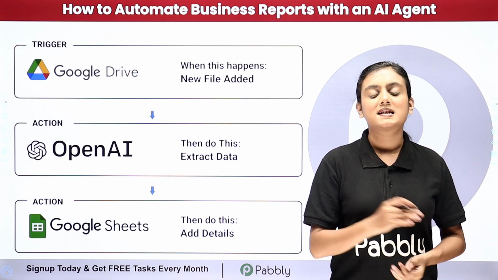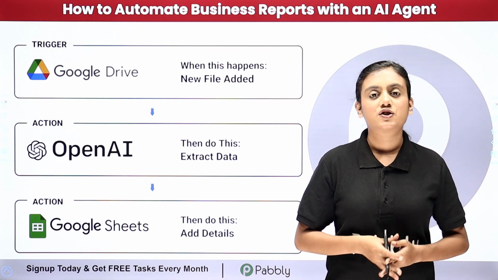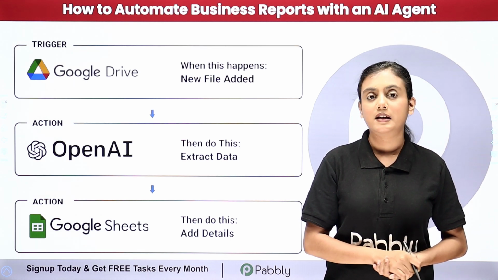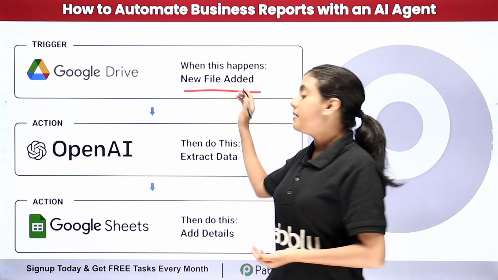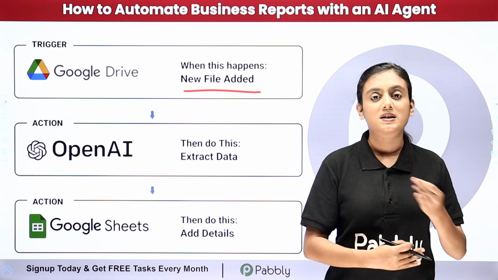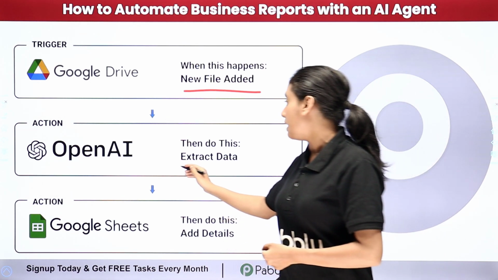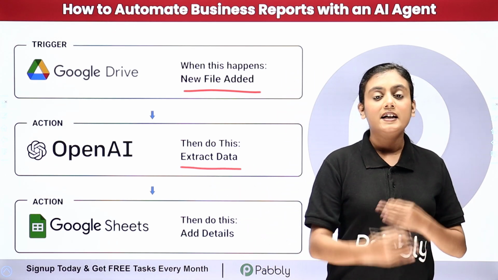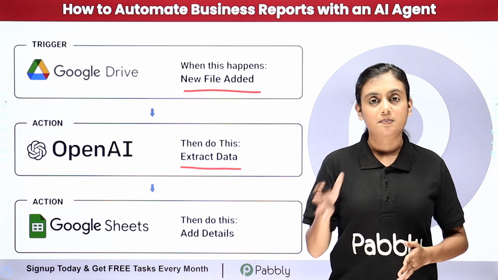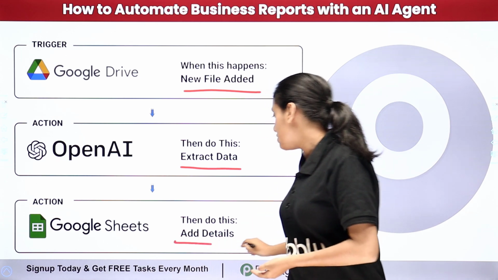So for this process, I have created an AI agent using Pabbly Connect. How this AI agent works is that as soon as I upload a business report in my Google Drive folder that I've created, automatically an AI agent is going to extract the details like the company name, industry and many other features of the company, okay? And as the AI agent extracts the data, I want to create a record of it in a systematic manner. For that, I'm going to add all the extracted details in my Google Sheets, okay?